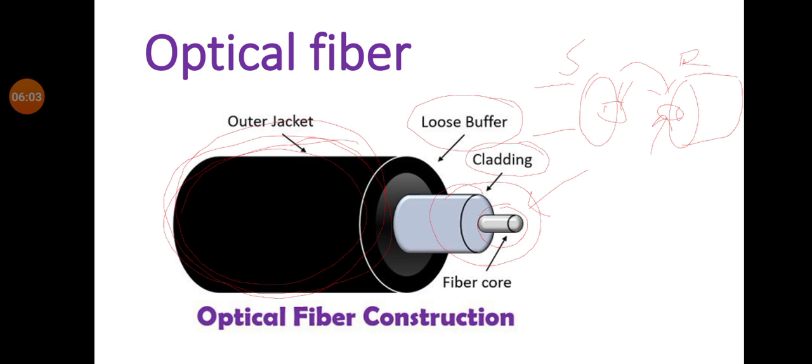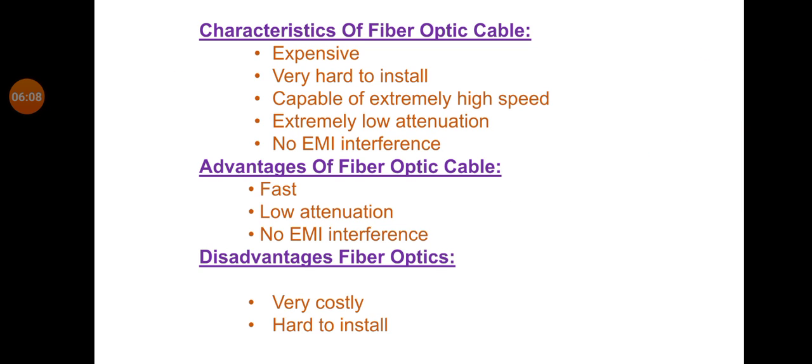Clear? So now let us see the characteristics of optical fiber. The first characteristic is that it is expensive. The second characteristic is that it is very hard to install. Expensive means its cost is more compared to coaxial cable and twisted pair. Very hard to install means it cannot be connected or used for connection easily. Its installation is very difficult.